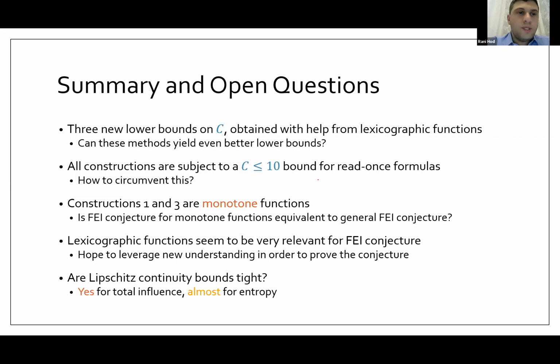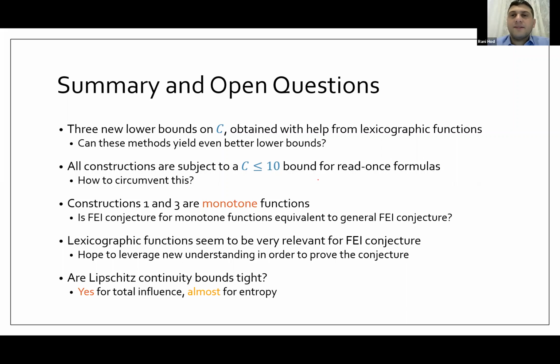So let's summarize what we got. I showed you 3 lower bounds on the value of C. Assuming that the conjecture is correct, then C cannot be smaller than this 6.45 something something. All of these somehow use lexicographic functions.